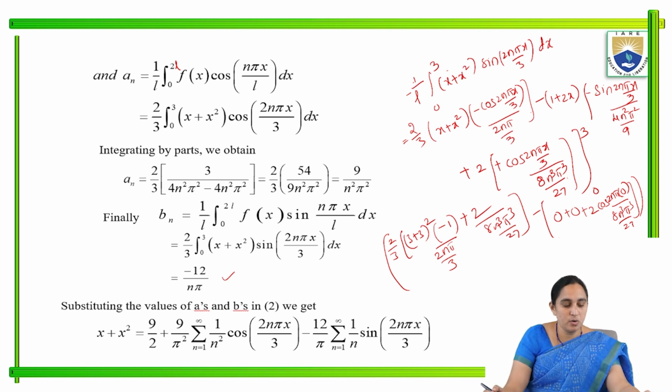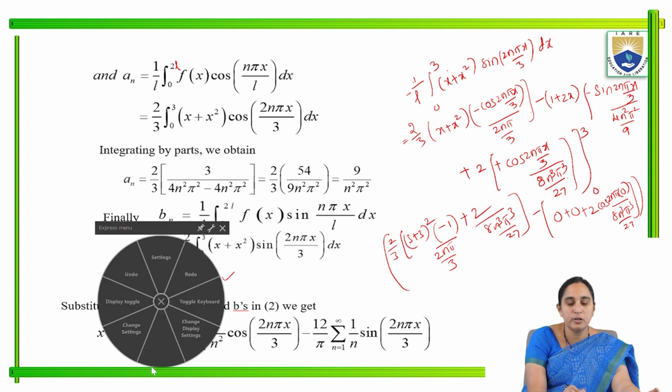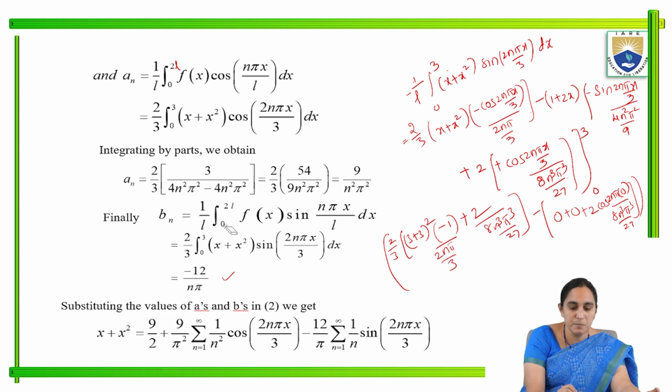Now we know the a naught, an and bn values. Substitute in the first equation, that is x plus x square is equal to 9 by 2 plus 9 by pi square sigma n is equal to 1 to infinity 1 by n square. What about the an value? 9 by n square pi square into cos 2n pi x by 3, plus what about bn? Minus 12 by n pi into sin 2n pi x by 3, sigma n is equal to 1 to infinity.